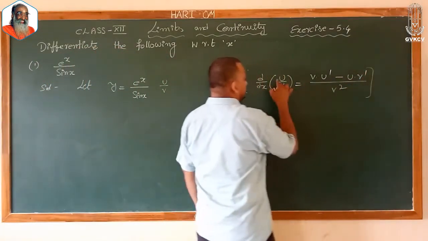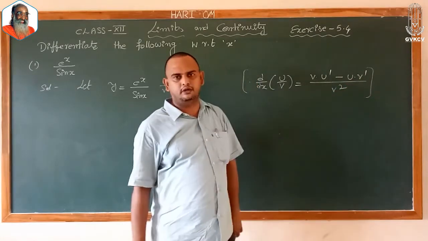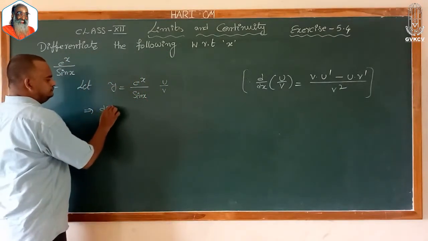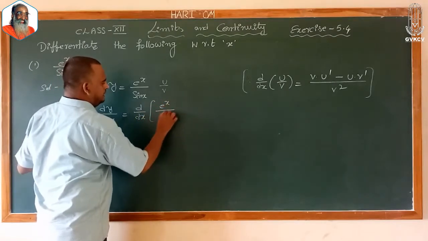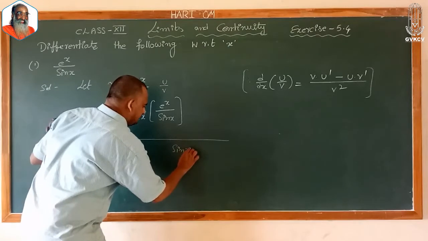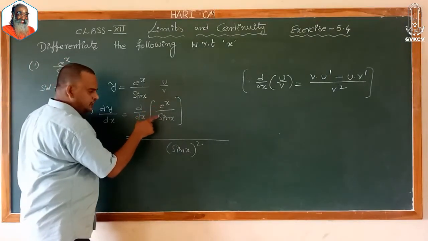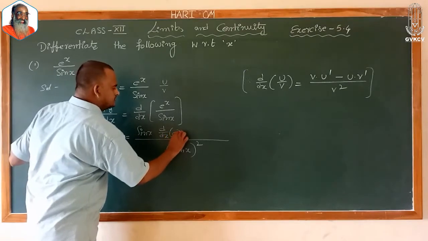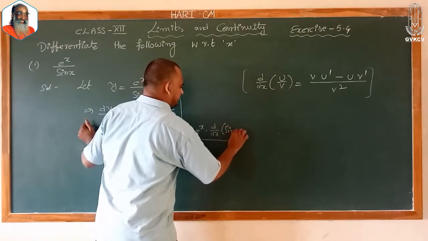d/dx of u/v is (v u' minus u v')/v squared. Now applying this u by v formula, we can go for it. That is, dy/dx is equal to d/dx of e^x / sin x. First, the denominator v squared means (sin x) whole squared. Now it is u and it is v. v into u', so v is sin x into d/dx of e^x minus e^x into d/dx of sin x.